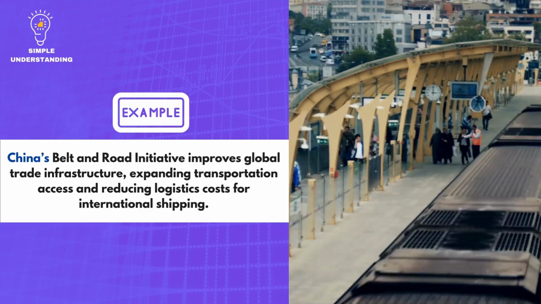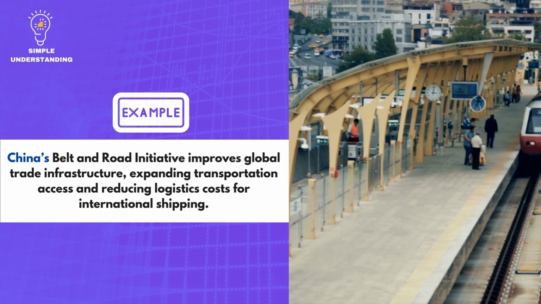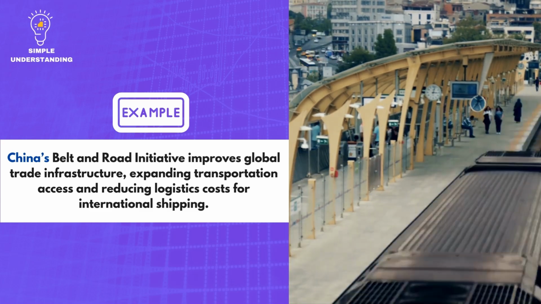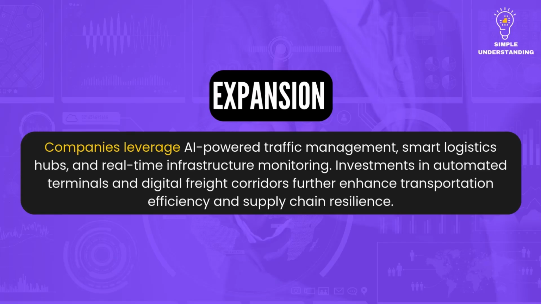Real company example. China's Belt and Road Initiative improves global trade infrastructure, expanding transportation access and reducing logistics costs for international shipping. Expansion. Companies leverage AI-powered traffic management, smart logistics hubs, and real-time infrastructure monitoring. Investments in automated terminals and digital freight corridors further enhance transportation efficiency and supply chain resilience.